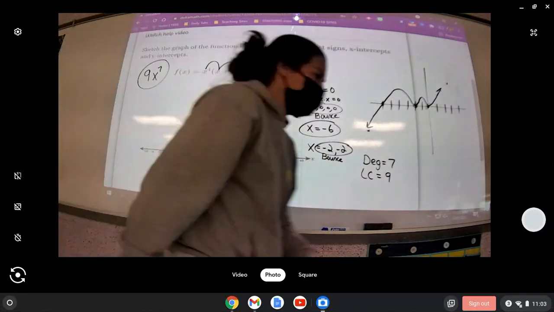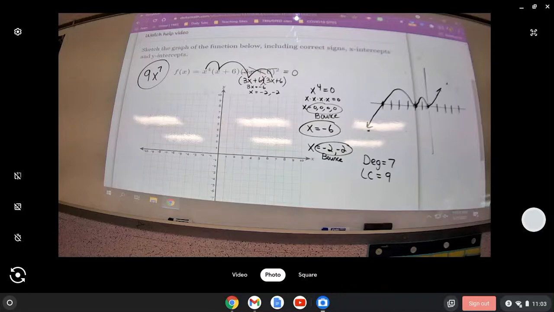Let's see if we can draw this. Do I have you? All right. So I'm where? I am starting to the left there at -6. I am bouncing at -2 and 0. This is the hard part, guys. This is the part that stinks. I wish I had dots. All right, so I'm over here.